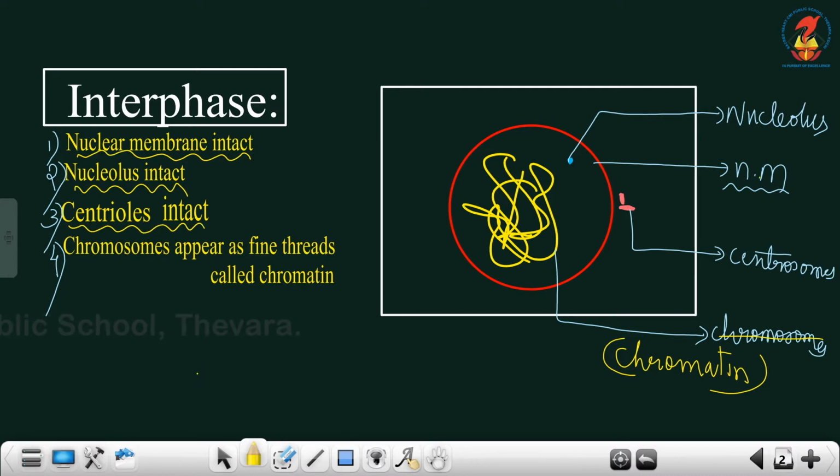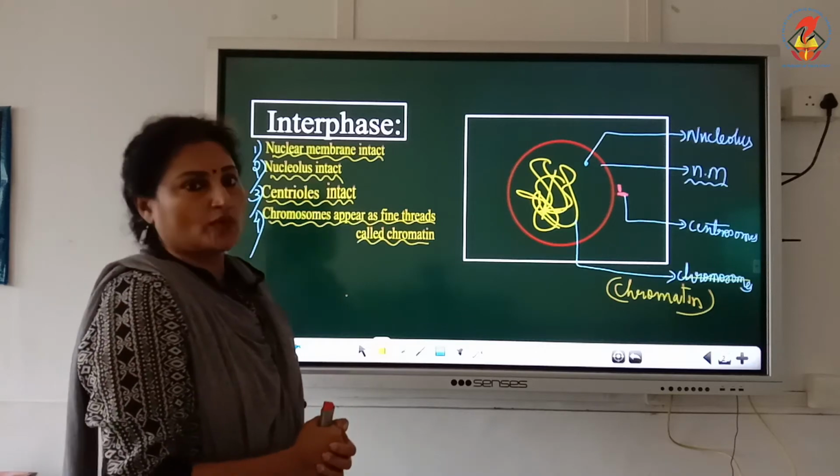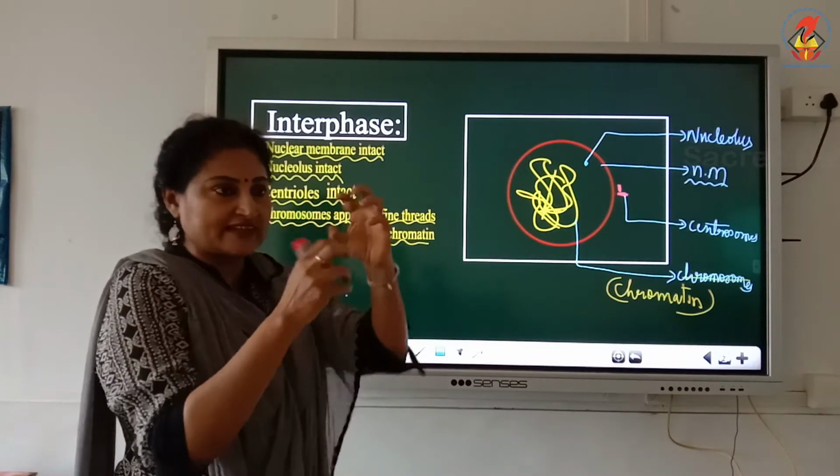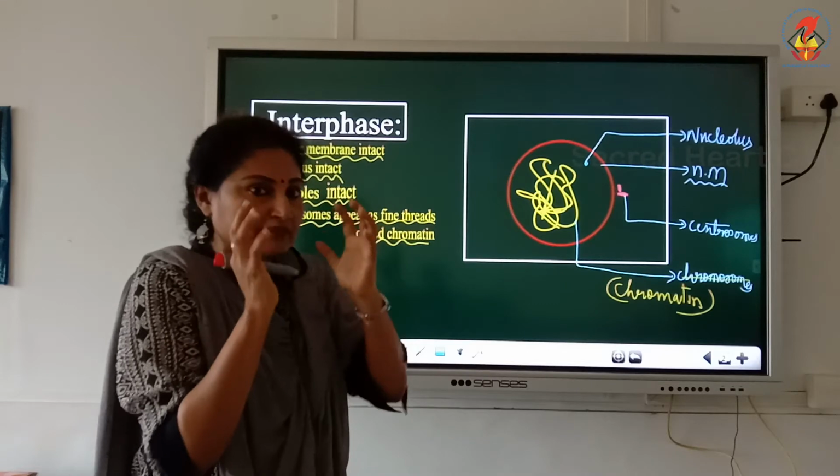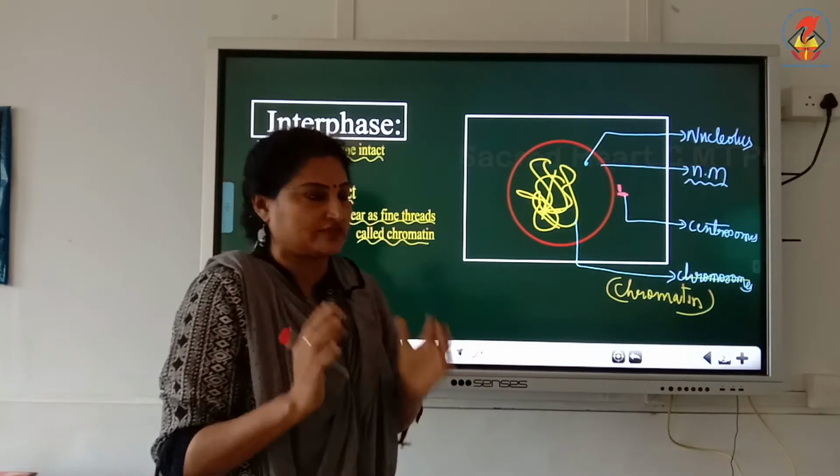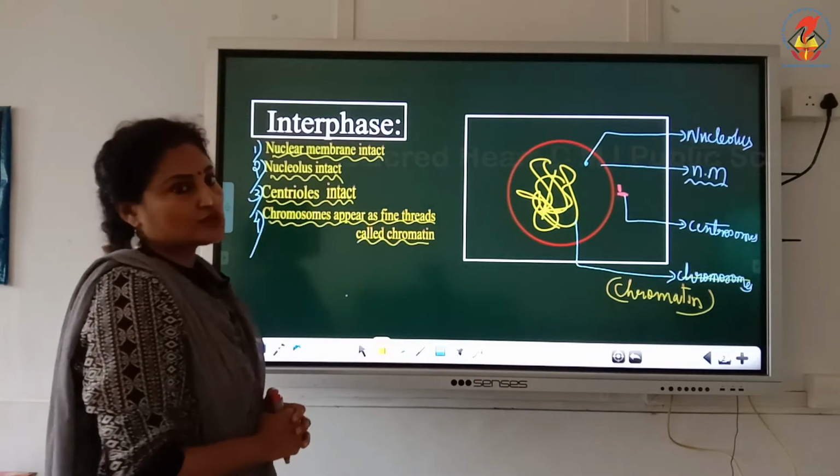Here I place it on the right hand side. So, my orientation is always placed at the right hand side, just outside the nuclear membrane. And the chromosomes, how are they? They appear as fine threads, and these fine threads are called chromatin. Because they have to be accommodated, they become like an entangled mass or network. Clear? Now we will move on to the interphase.